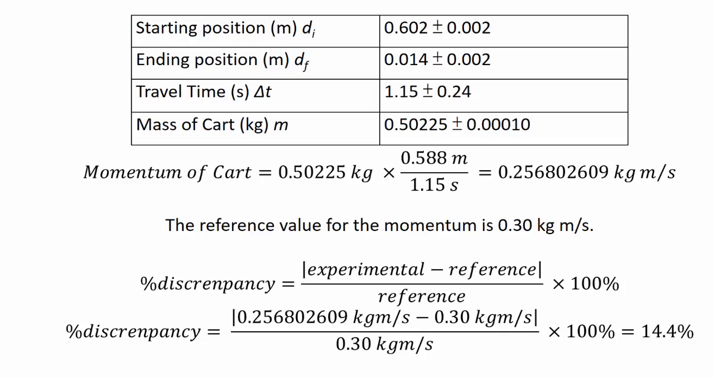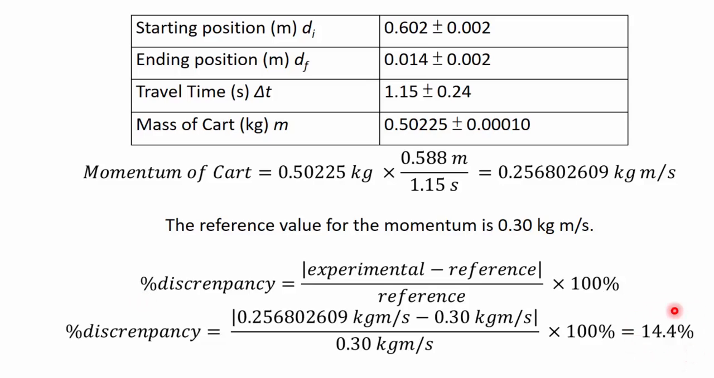This video will hopefully clarify the difference between percentage discrepancy and percentage uncertainty, and how we use percentage uncertainty as a cutoff to see if our percentage discrepancy is acceptable or not. So here I have some mock data, and I've worked out the final answer. I've made up some random reference value that we can use to compare. And so we go through our discrepancy calculation, and we finally end up with 14.4%.